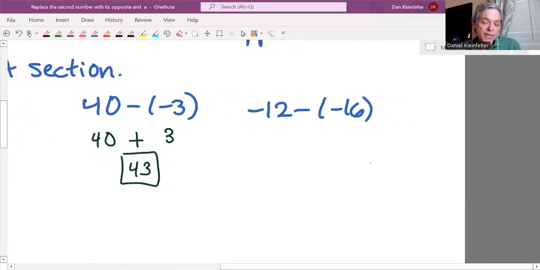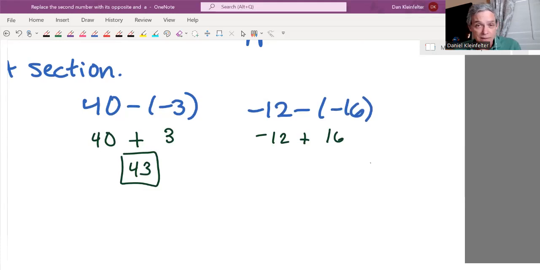Negative 12 minus negative 16, that's the same as negative 12 plus the opposite of negative 16, which is positive 16. So now we've rewritten it in terms of an addition, and we can forget about the fact that it was originally a subtraction. To do negative 12 plus 16, we're adding two numbers that differ in sign, so we subtract their absolute values. The absolute value of negative 12 is 12, the absolute value of 16 is 16. 16 minus 12 is 4, and the number with the larger absolute value is positive, so we end up with positive 4.